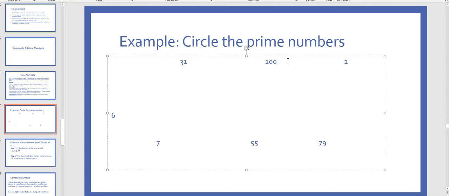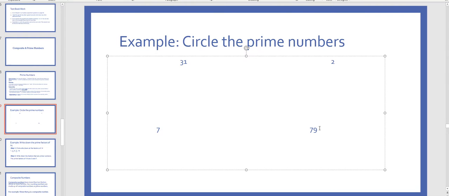100 is not a prime number. I know 100 divided by 2 is 50. It's an even number, so it can't be a prime number. 2 is a prime number. We just learned that 2 is the only prime number that is even, so 2 stays there. 6 has factors of 1, 6, 2 and 3, so no, not a prime number. 7, yes, an odd number, and we just looked at it before, it is a prime number. 55, I can divide 55 by 5. Even though it's odd, it is not a prime number.